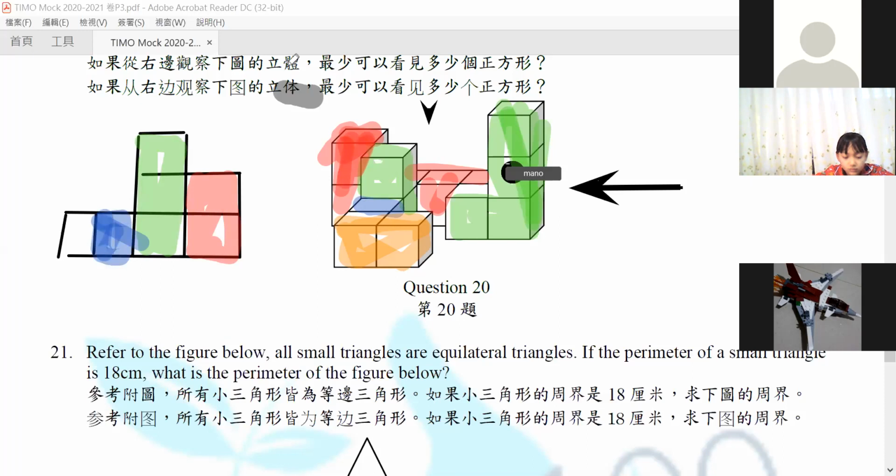And at the end of the day, although there are two orange, if we look at it from our right hand side, we don't see anything, because one of them has taken out the other one, right? So we see something like that. How many squares do we see? 1, 2, 3, 4, 5, 6, 7. So we see 7. The answer is 7.